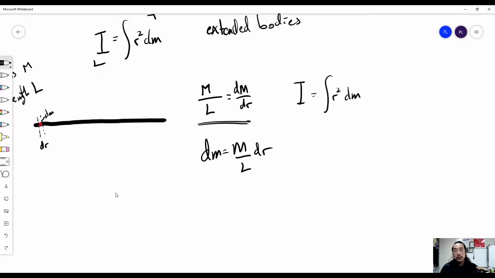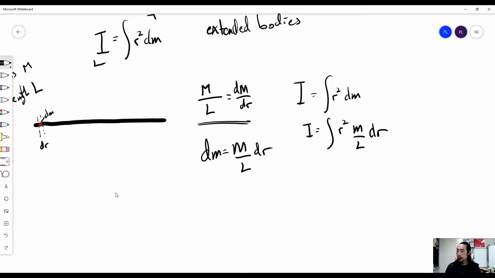I'm going to substitute that in. So I get I is equal to the integral of r squared times m divided by l dr. Now the reason why I want to do this is because I want to be able to actually integrate with this radius r, because that's where my d is attached to.